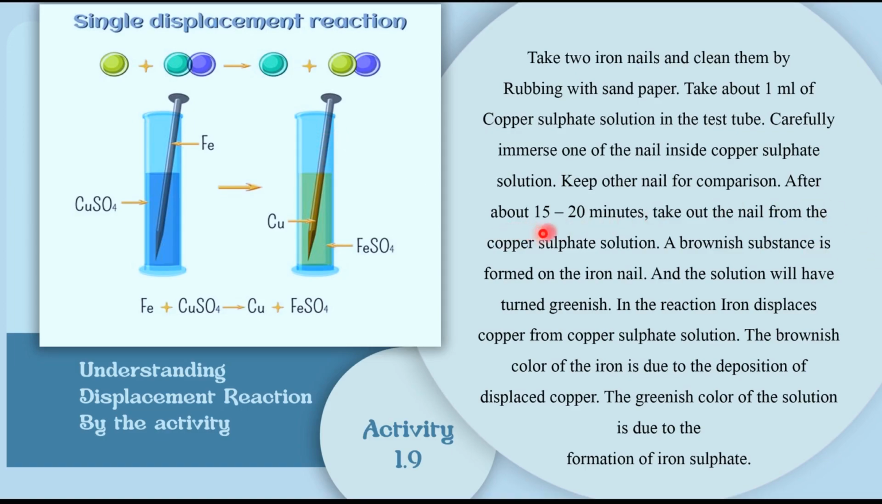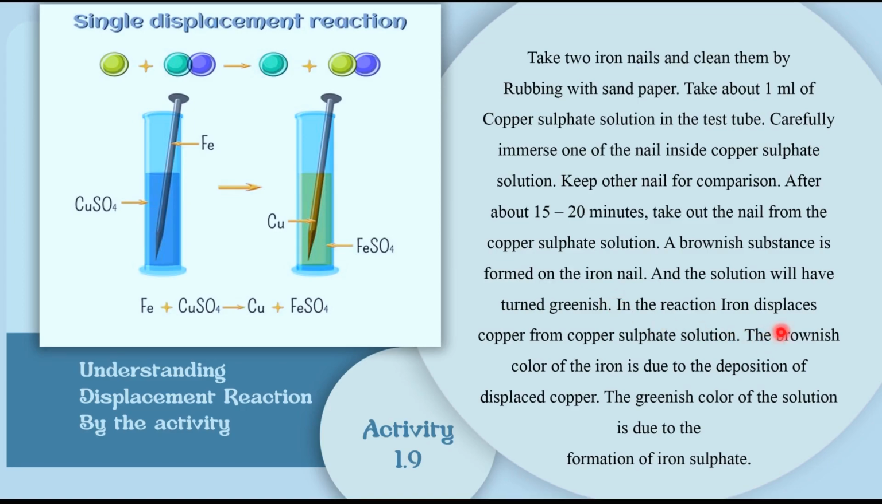After 15 to 20 minutes, take out the nail from the copper sulfate solution and observe it. A brownish substance is formed on the iron nail. You will observe a brownish layer on the surface of the iron nail, and at the same time, the solution will have turned greenish.